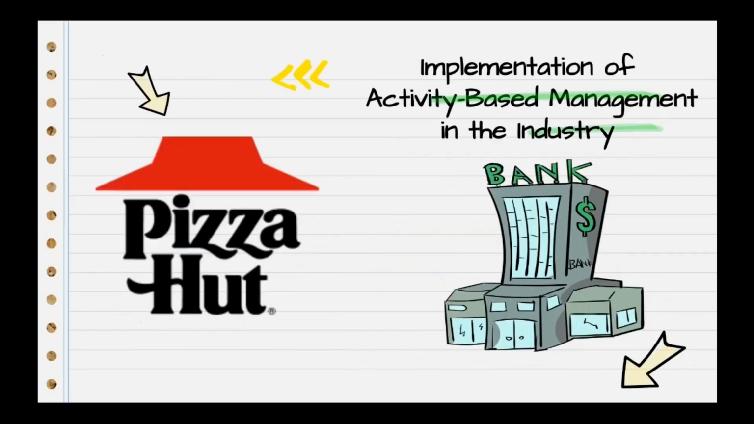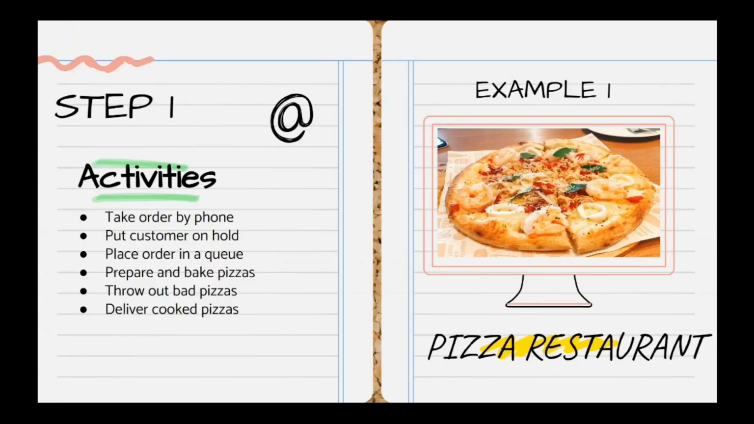Okay, now let's take a look at an example of a company implementing ABM. Here we take a pizza restaurant and a pen institution as examples. We will see the sample for the pizza restaurant first. So the first step taken by the pizza restaurant to implement ABM is by identifying activities performed by the restaurant. Those activities include taking order by phone, putting customer on hold, placing order in a queue, preparing and baking pizza, throwing out baked pizza, and also delivering the cooked pizza.